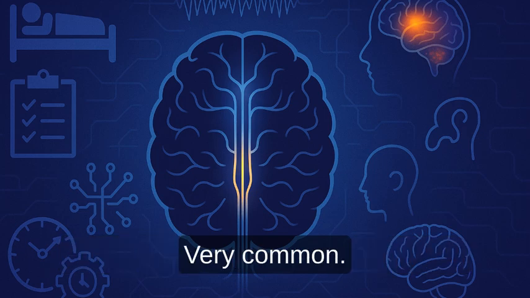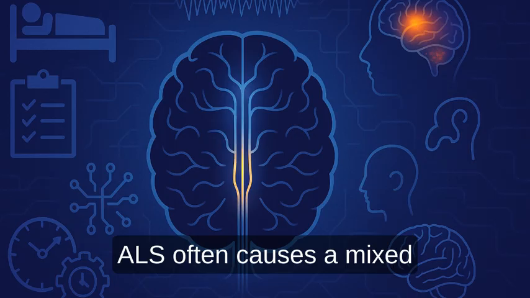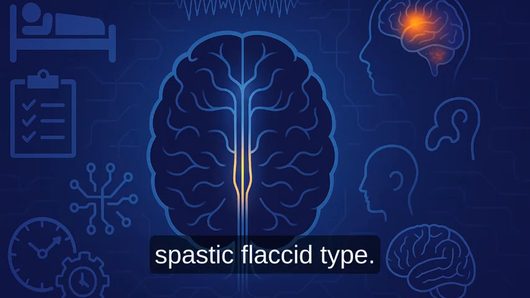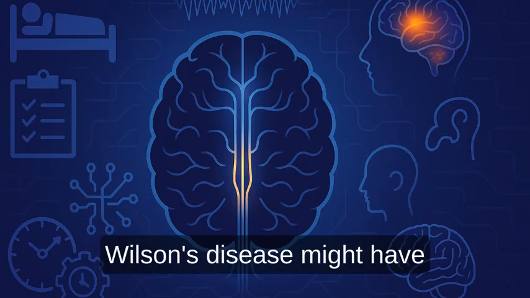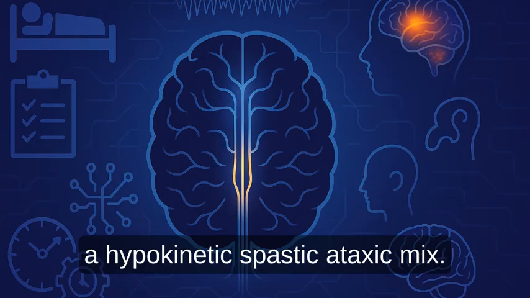And the mixed types. Very common. ALS often causes a mixed spastic flaccid type. MS can cause various mixes, like spastic ataxic. Wilson's disease might have a hypokinetic spastic ataxic mix.